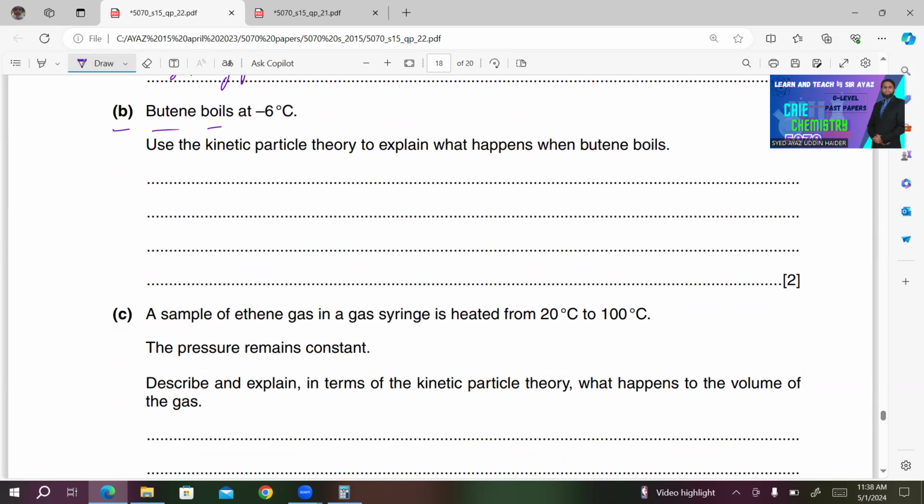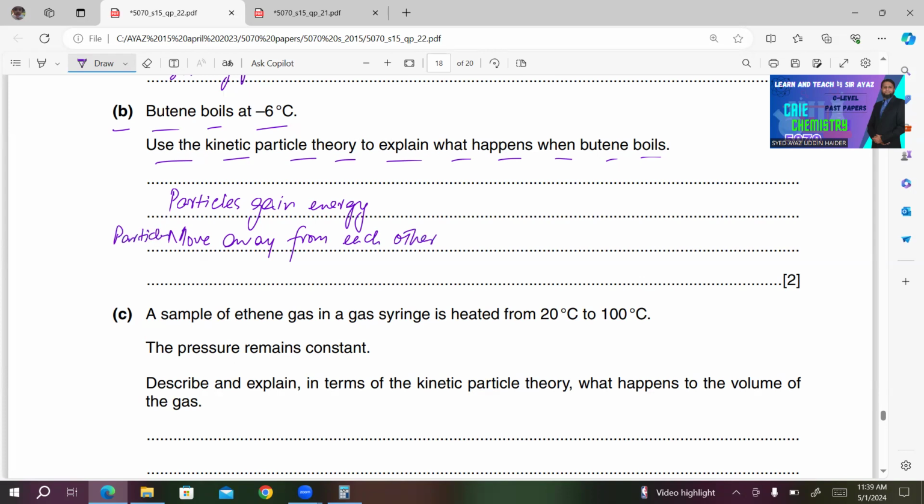B. Butene boils at -6 degrees centigrade. Use the kinetic particle theory to explain what happens when butene boils. The particles gain energy. So you write particles gain energy. Then they move away from each other. Particles move away from each other.